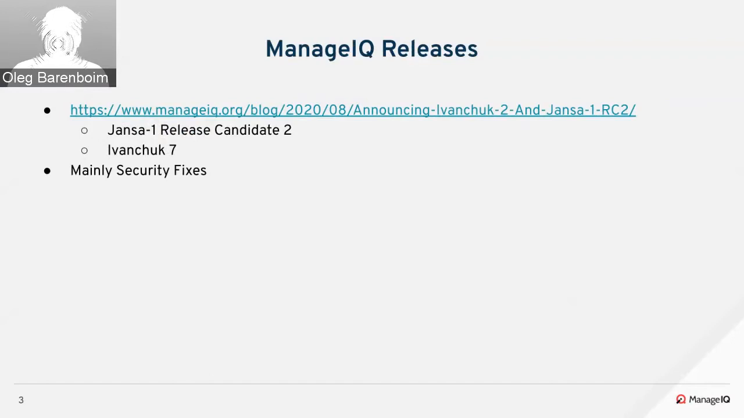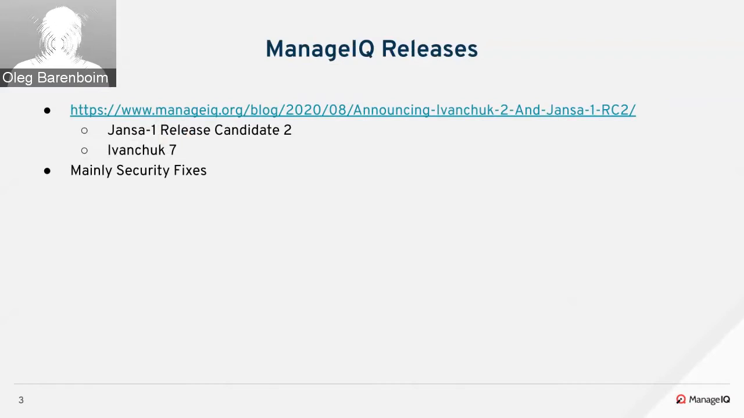The thing I want to announce is that we made two releases available on Monday. One is the Ivanchuk 7 release, and the other one is the Yansa 1 release candidate number 2. Both are mainly security fixes, and you can find all of the details in the blog post that I linked above about both of them.